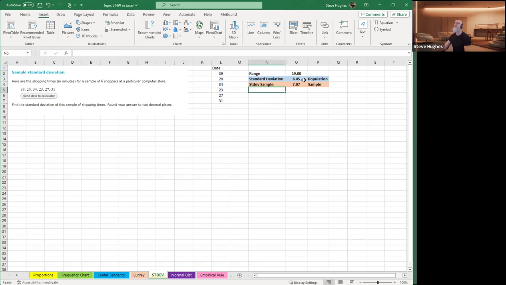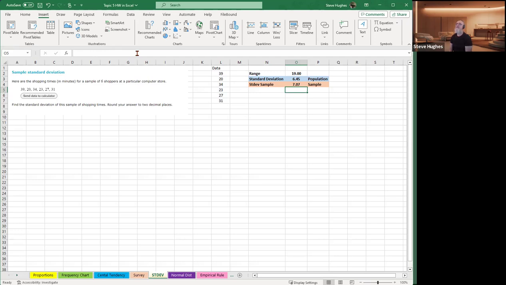The first one in blue is the population. Notice here it's stdev.p and it's 6.45. And the sample standard deviation is stdev.s, and you can see that it is 7.07. It's slightly different. That's why I wanted to show you. It does make a difference if I'm using the population standard deviation or the sample standard deviation. So make sure you check that out in the question as you're doing it to save you some time and energy, okay? That being said, what is the standard deviation?